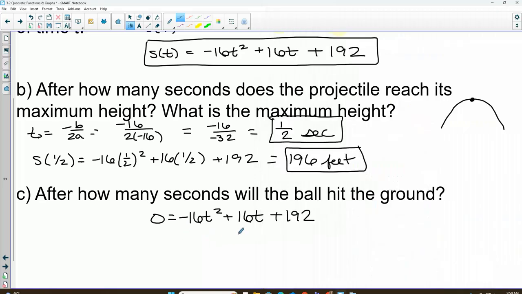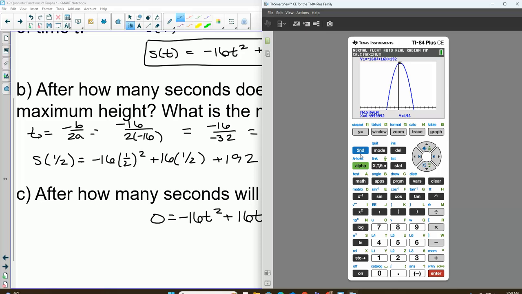Then I want to know when it hits the ground. If it hits the ground, what's our height? 0. So if we go back to the second trace, which one do you think we want? A 0, number 2. Now the calculator asks you questions. Left bound. Which point am I looking for on my graph? When it's 0. Would I want this one or the second one?